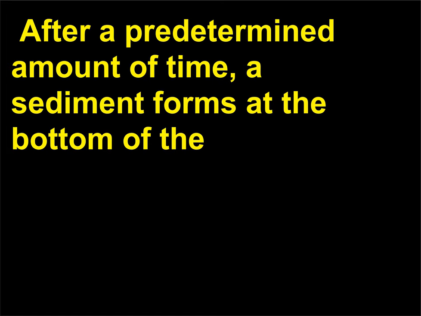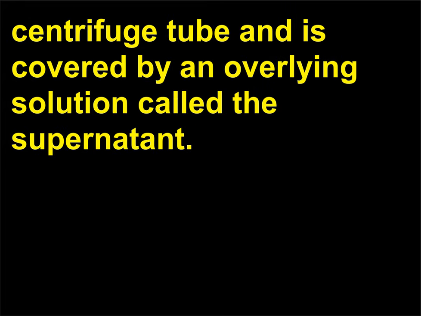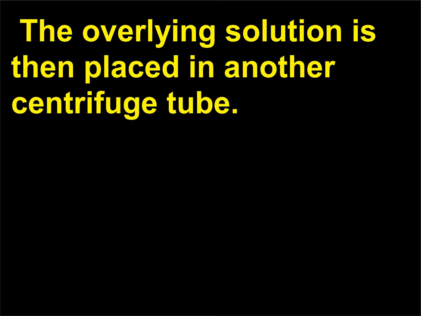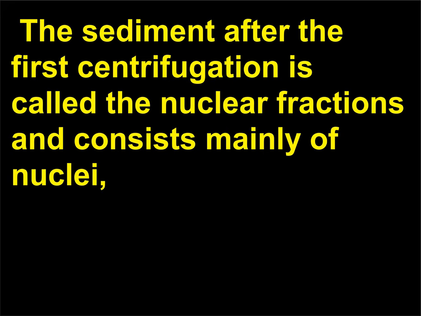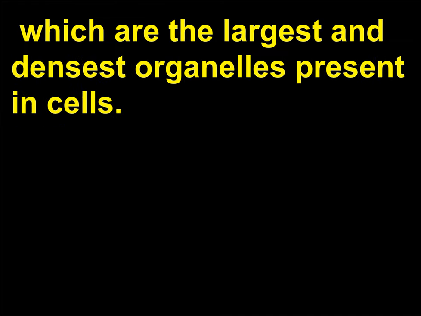After a predetermined amount of time, a sediment forms at the bottom of the centrifuge tube and is covered by an overlying solution called the supernatant. The overlying solution is then placed in another centrifuge tube. The sediment after the first centrifugation is called the nuclear fraction and consists mainly of nuclei, which are the largest and densest organelles present in cells.